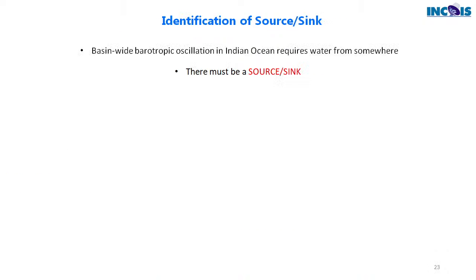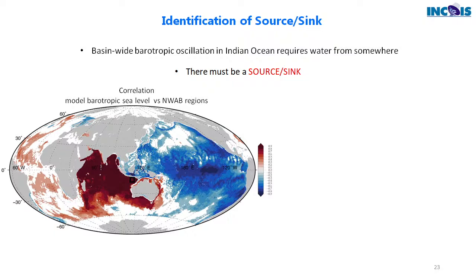But for a basin-wide synchronous oscillation, the Indian Ocean requires water from somewhere, isn't it? Because it is rising 4 to 6 centimeters, the entire Indian Ocean is going up, and going down in 30 to 80 days. So there must be a source or sink for this variability. To identify this, a correlation was done between the model barotropic sea level from this source region and the barotropic sea level throughout the global ocean, taken from our Northwest Australian Basin experiment.